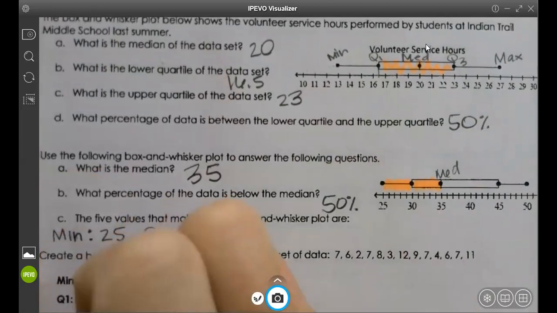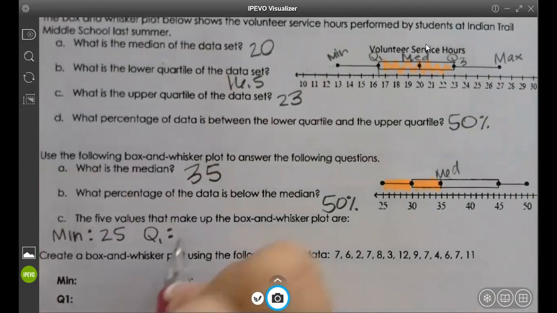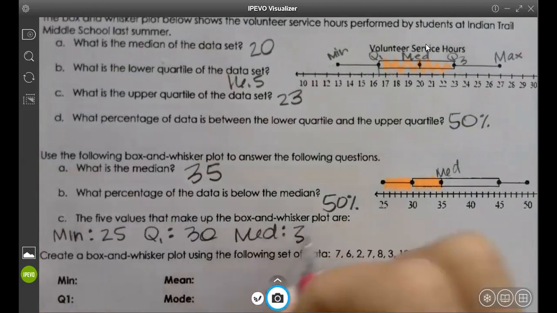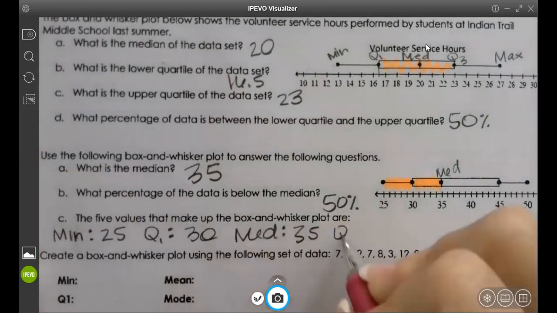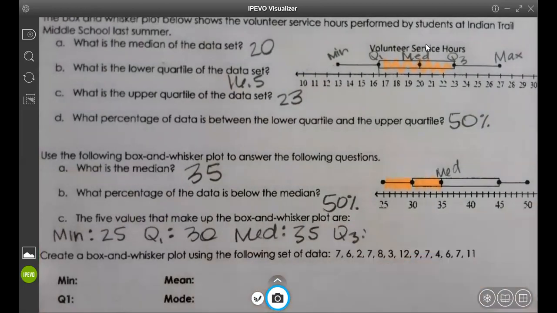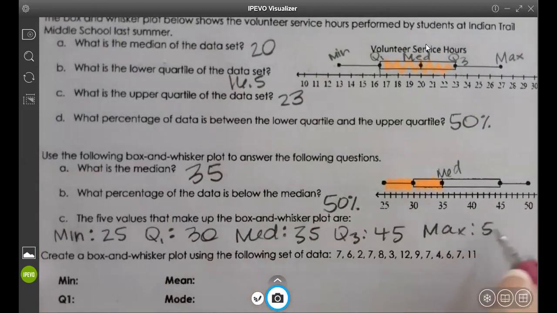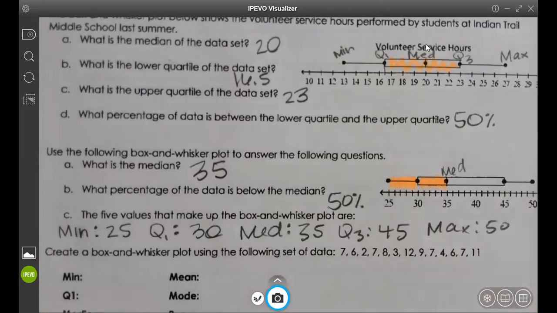25. You are perfect. Q1, the next value is 30. Your median or your middle, we already found out was 35. Your Q3 is, and your max is. That's it. I'm gonna let you take a second to write that down, and then we'll get number 3.